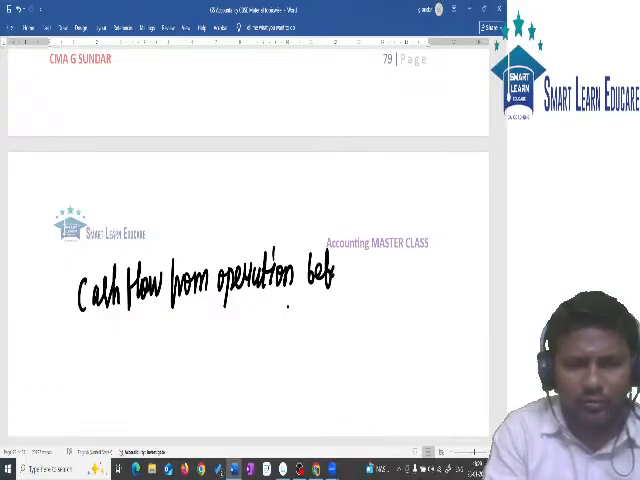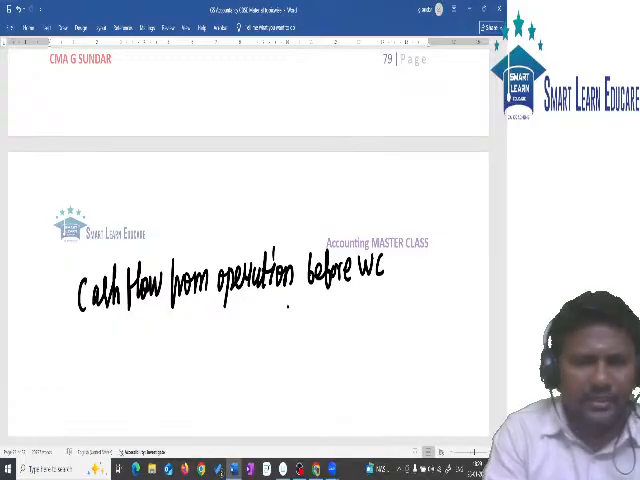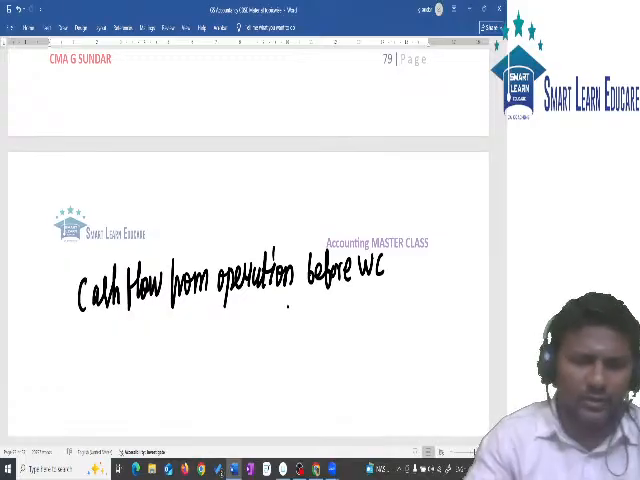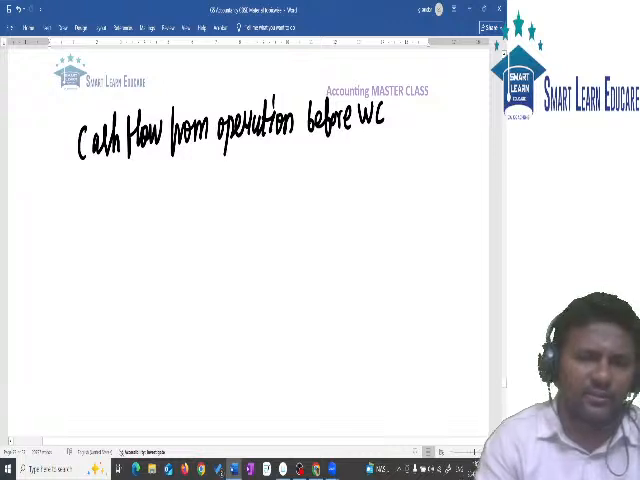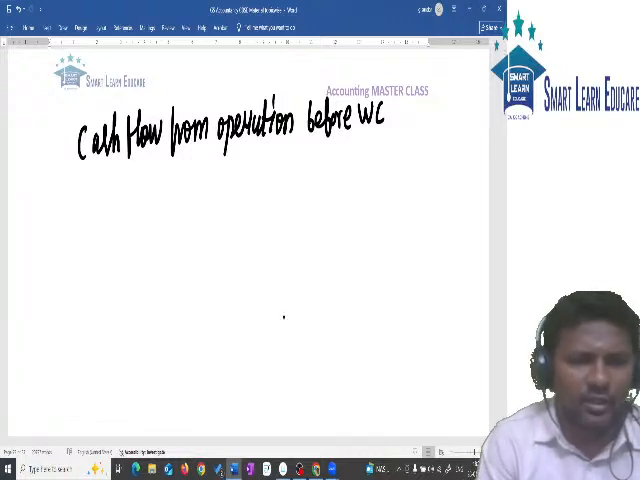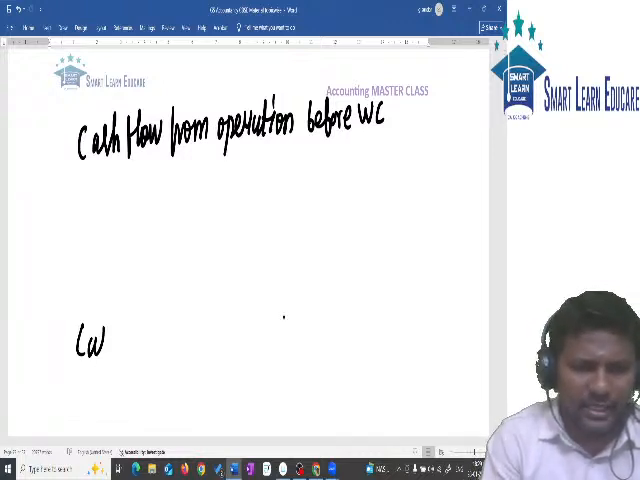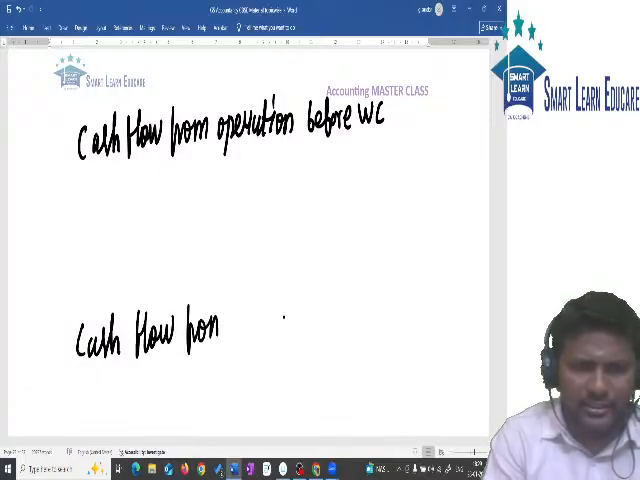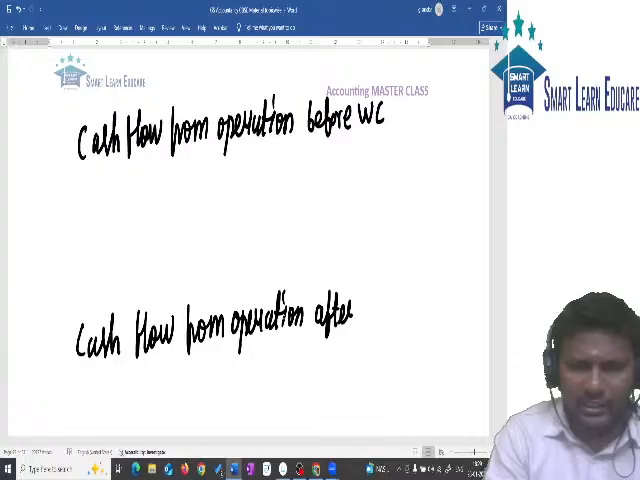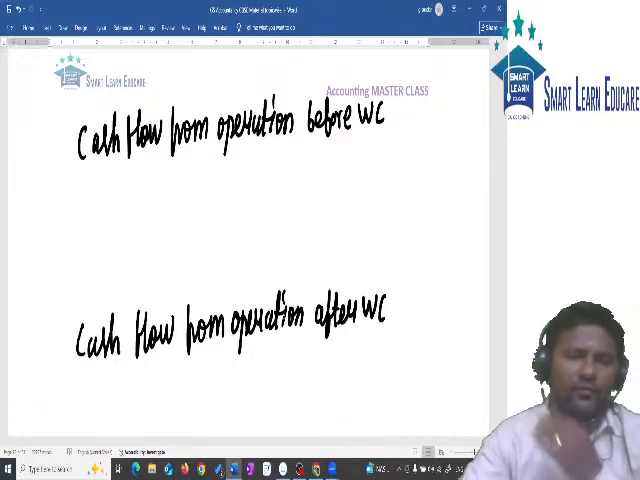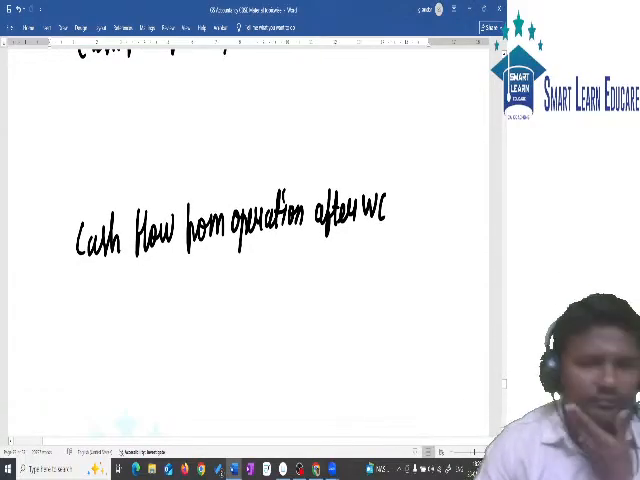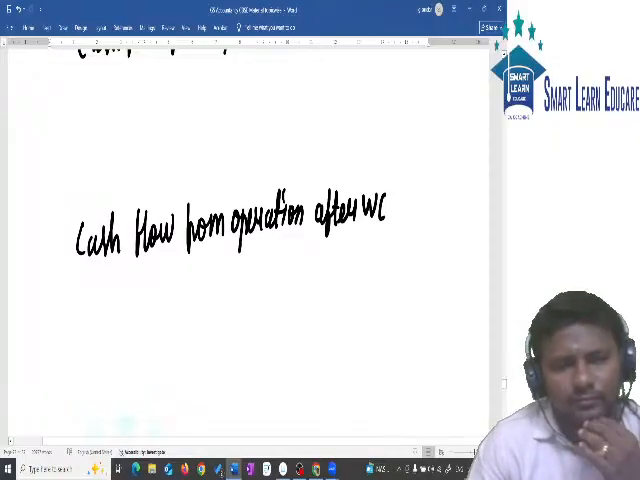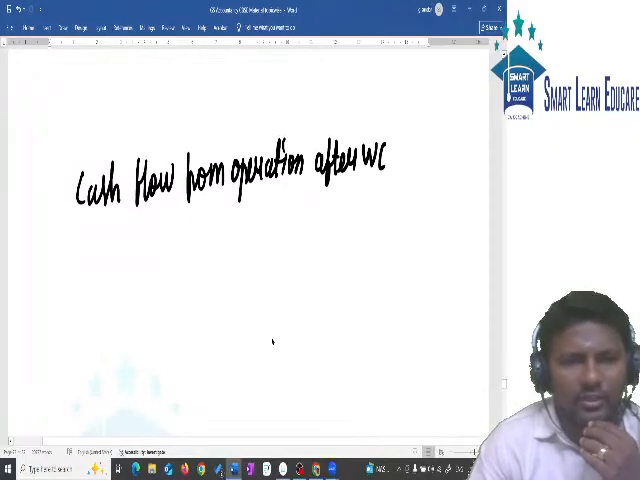Cash flow from operation before working capital. For working capital leave 4 to 5 line space. Then you will be getting cash flow from operation after working capital. Cash flow from operation after working capital.